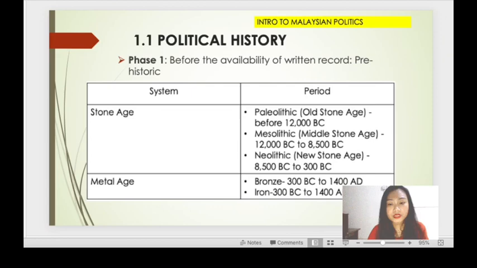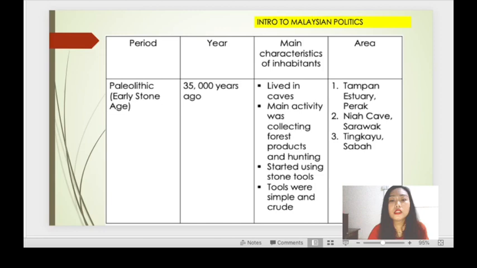For Paleolithic, I want you to concern on the area of the period and the main characteristics of the inhabitants. So what are the main characteristics for the Paleolithic period? People lived in caves. Main activity was collecting forest products and hunting. They started using stone tools, and the tools were also simple and crude. These are the areas: Tampan, Estuary Perak, Niah Cave in Sarawak, and Tingkayu in Sabah.